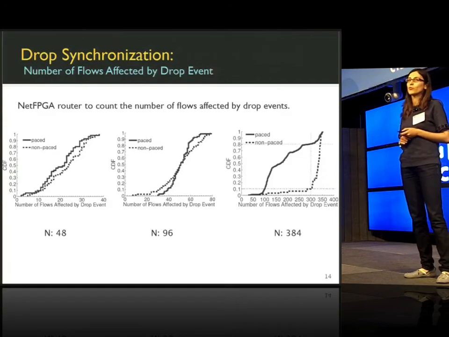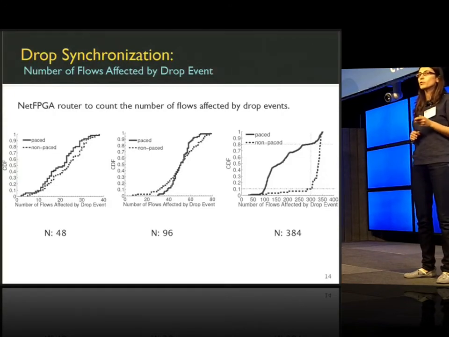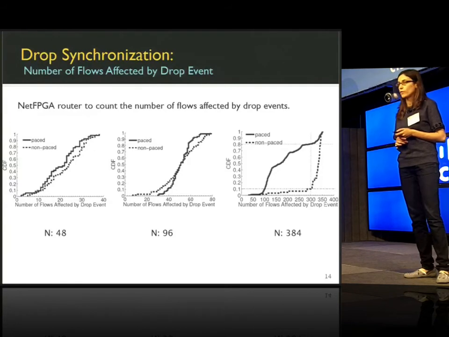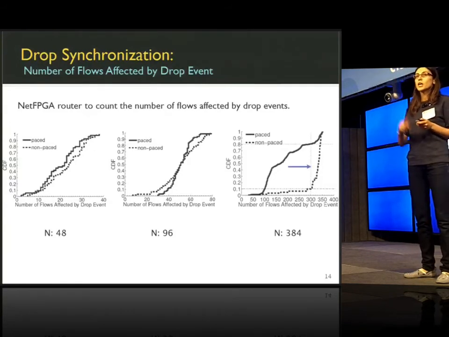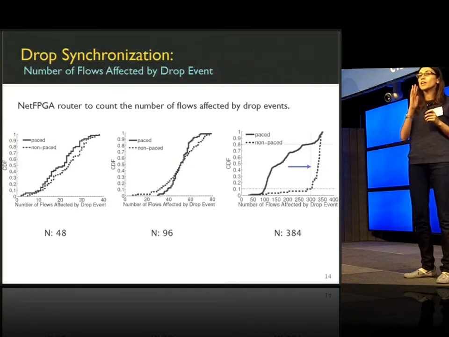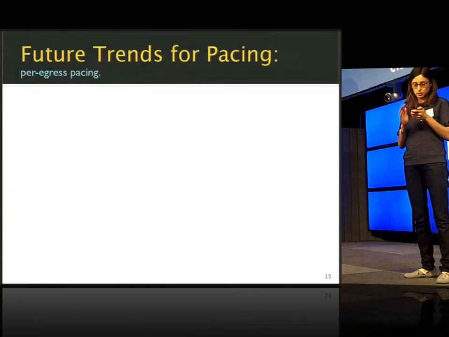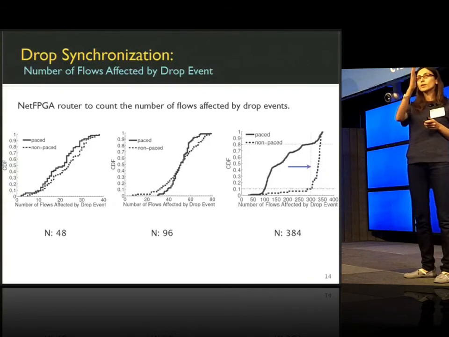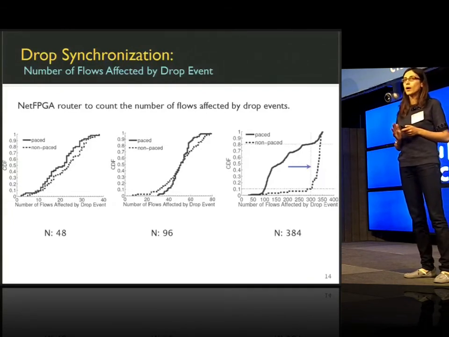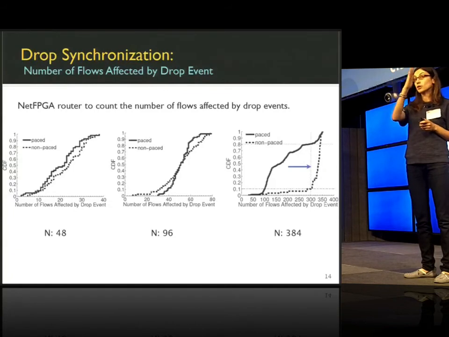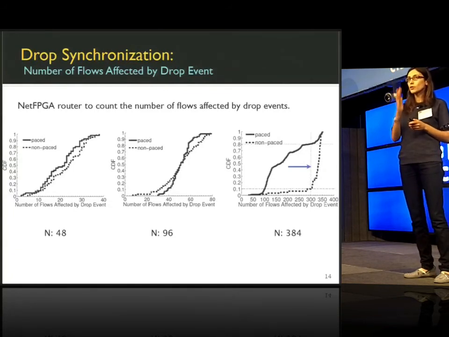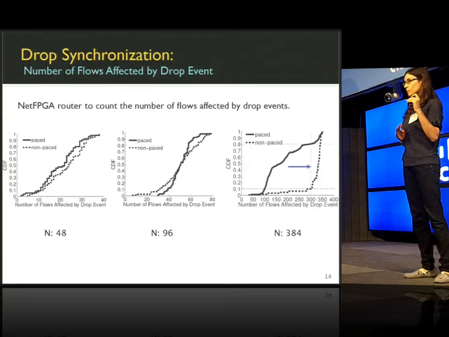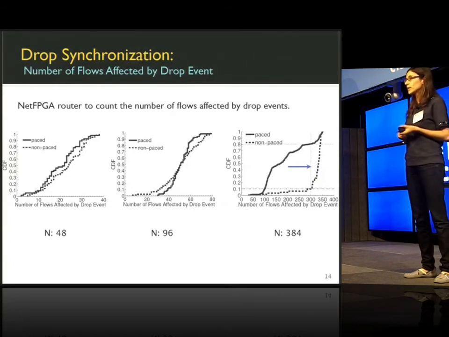But look at the case on the far right-hand side, where the number of flows is well above the point of inflection. Here, if you look at the 300 line, which means that 300 flows have been affected by 80% of packet drops. So if you look at the vertical line in the paced case, the solid case, 300 flows have been affected in 80% of packet drops, whereas in the non-paced case, this is only 10%.